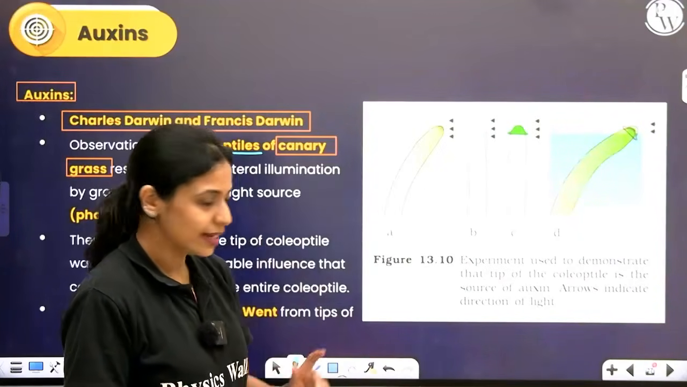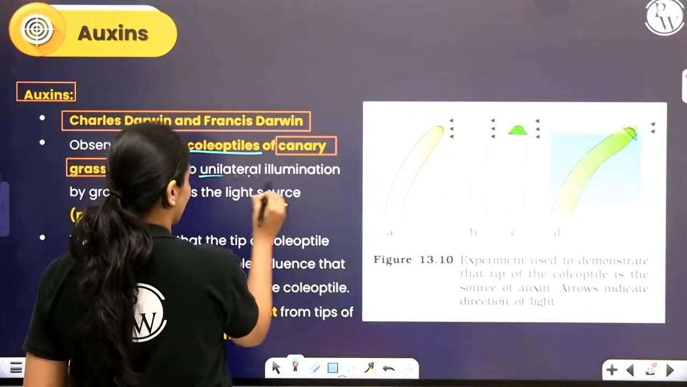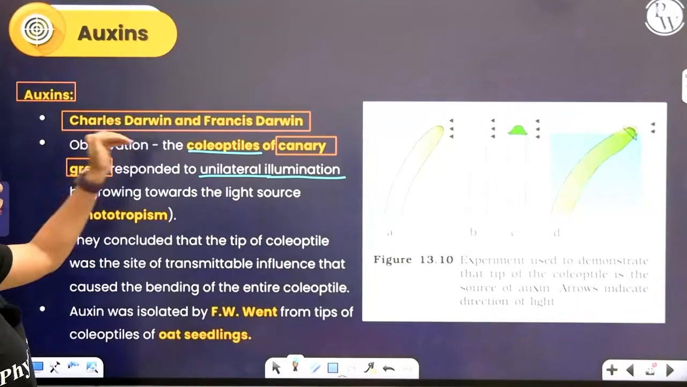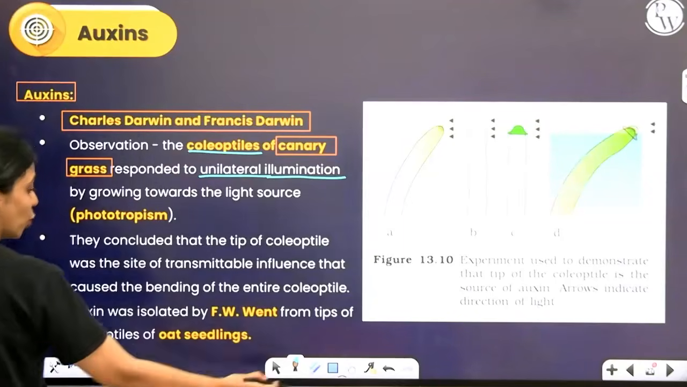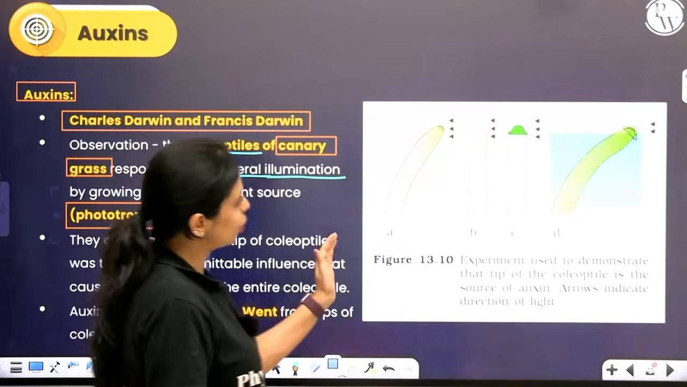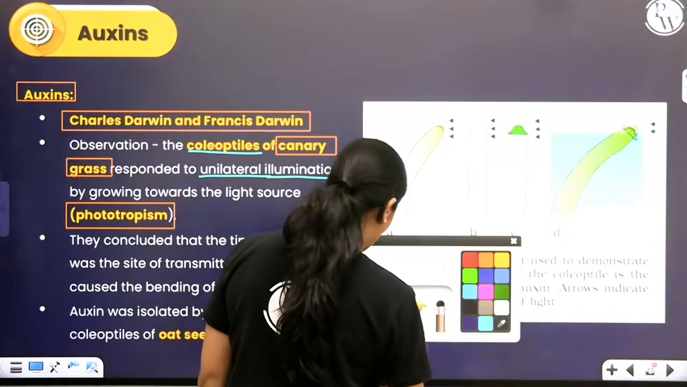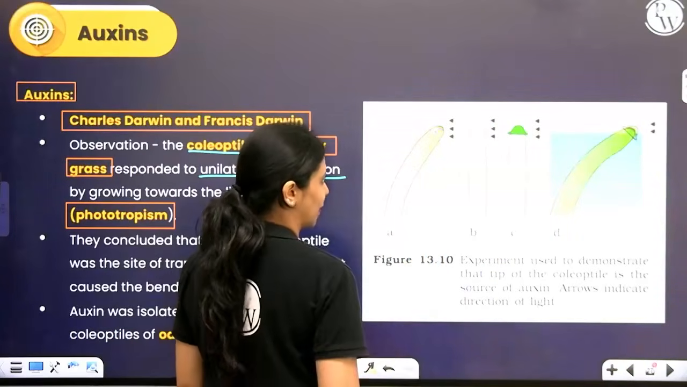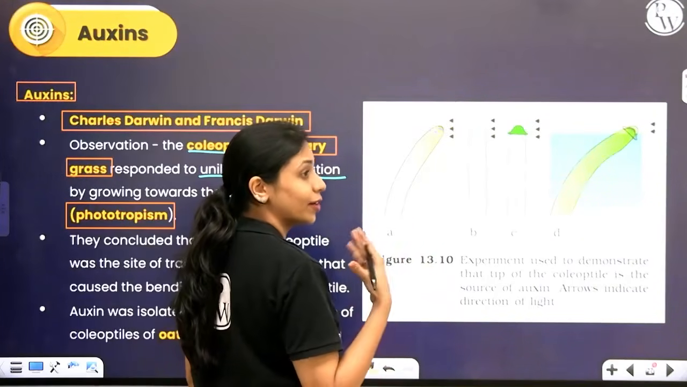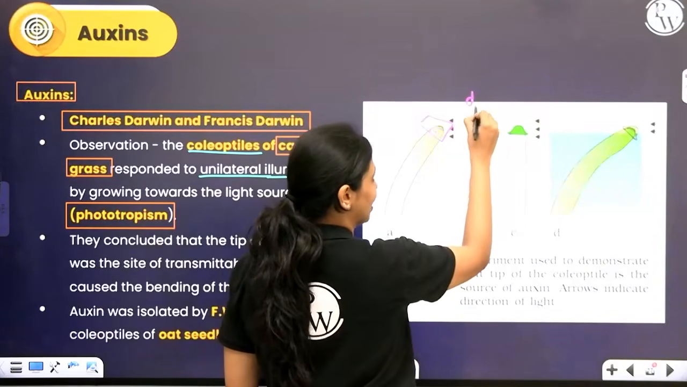They noticed that whenever there was light only from one direction, unilateral meaning only from one side, they would always grow towards the source of light itself. We call that phototropism, positive phototropism, because it moves towards the light. This coleoptile also moved towards light. Then they concluded that there is some chemical present at the tip of the coleoptile that is causing it to bend towards sunlight. To confirm their findings, they took another coleoptile and cut off its tip. We call that decapitation.